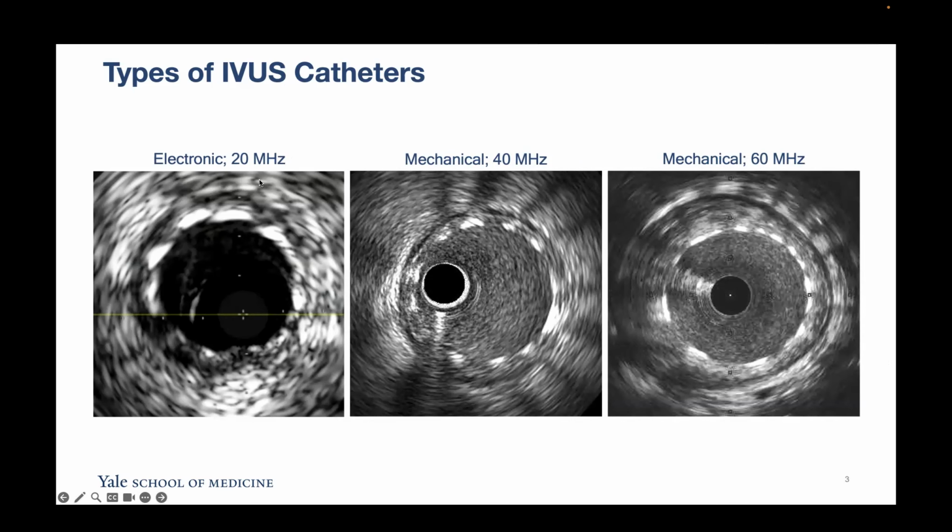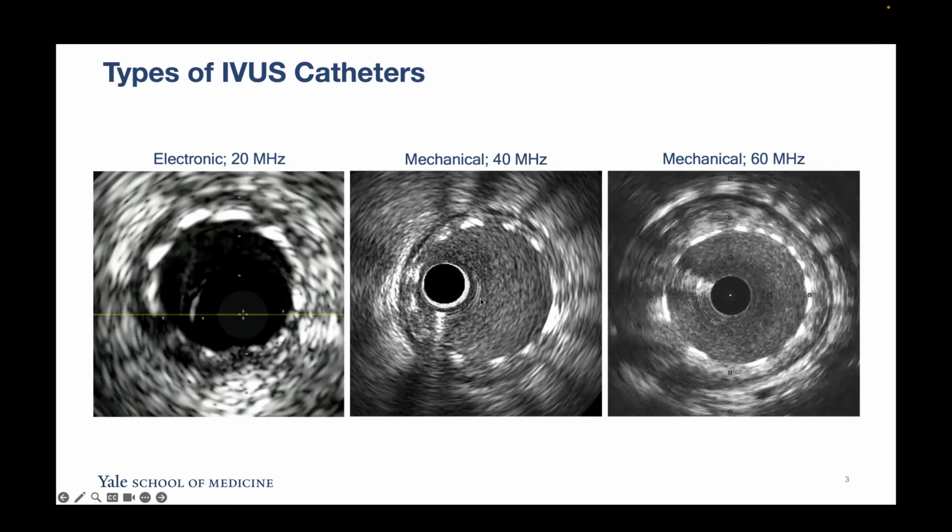With the electronic catheter at 20 megahertz, you see that the struts look much thicker and bulgier and kind of distorted, as opposed to the mechanical catheter with 40 megahertz. You have better superficial resolution. You can see more of the interaction of the stent and the vessel wall. And at 60 megahertz, you have even finer stent struts there. You can see a little bit of malposition here. You can see the plaque behind and the external elastic lamina behind.